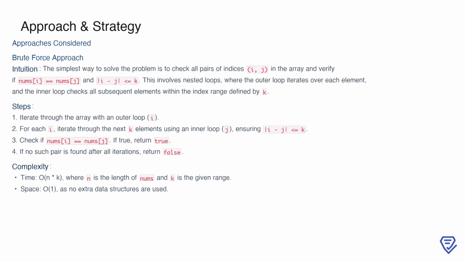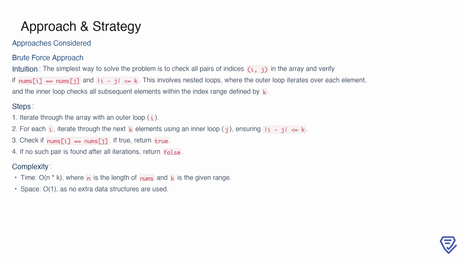To begin solving this problem, we can first consider the brute force approach. This method is straightforward. We compare every possible pair of indices in the array and check two conditions. First, whether the elements at those indices are equal, and second, whether the difference between their indices is less than or equal to the given value k.